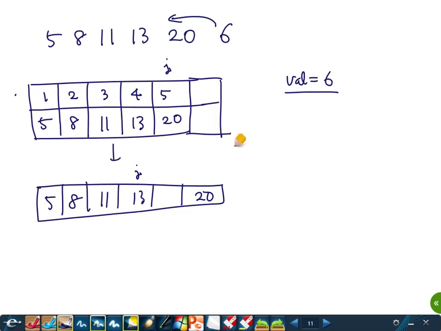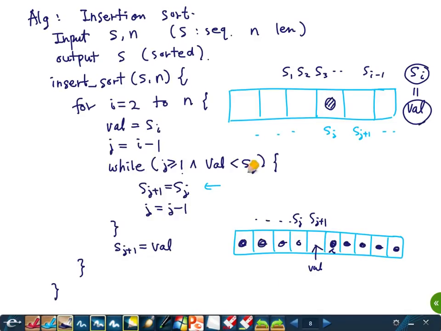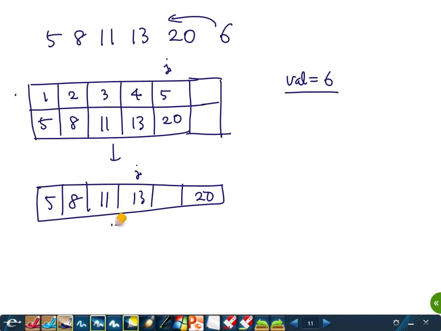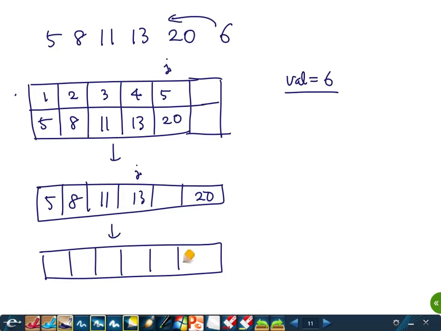Okay? Compare val with 13. Which one's bigger? Val is big. Sj is bigger, right? Because Sj is bigger, we do this, right? So that means Sj plus 1 now becomes updated by this. So 13 is here. Now j is decreased by 1, j is here.